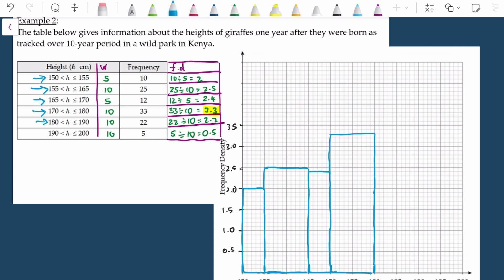180 to 190 is going up to 2.2. That's 2, so 1, 2 is there. Draw that in. The final section, 190 to 200, is going up to 0.5. There we go. And then I just do some shading.